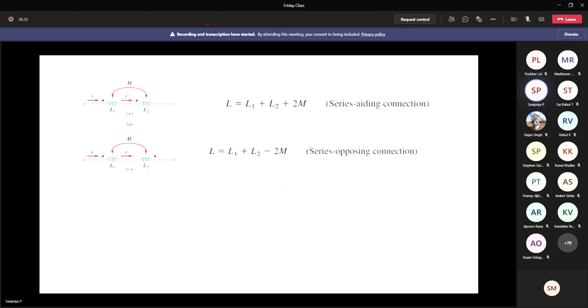Now, series connected magnetic circuits. When you have two coils connected in series, what will be the total inductance? How is this equation? Can anyone justify this equation with respect to the discussions we had so far? Okay, so now we have two coils connected in series.